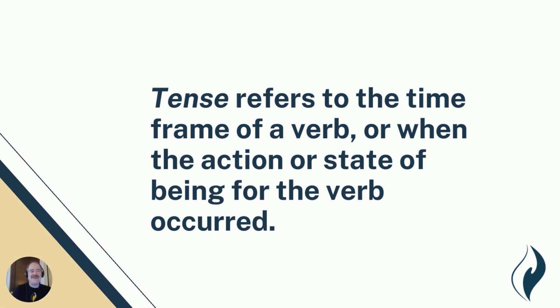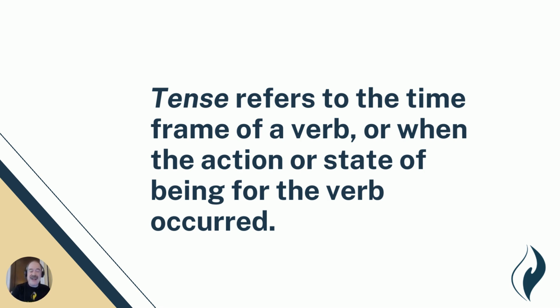Tense refers to the time frame of a verb, when the action or state of being for the verb occurred. Oftentimes we refer to verbs as being action words, but there are some verbs that are not really actions. They're states of being. Words like seem. How do you seem? You can't perform it. It's a state of being, but it's still a verb.